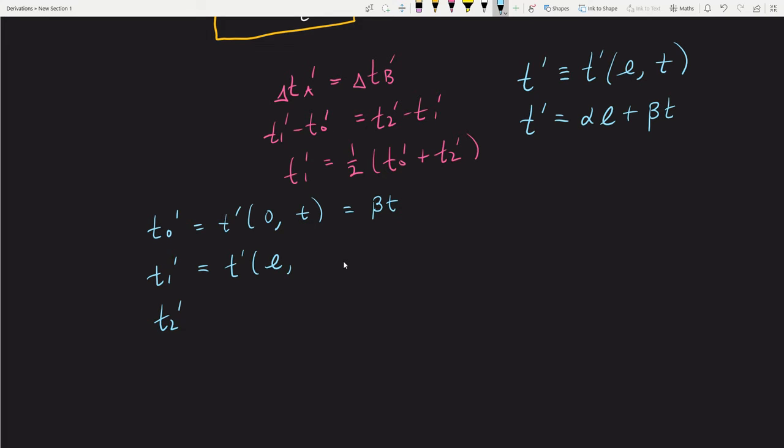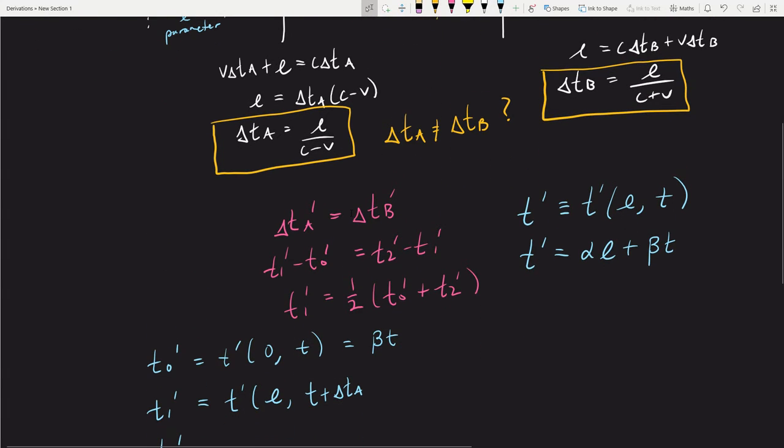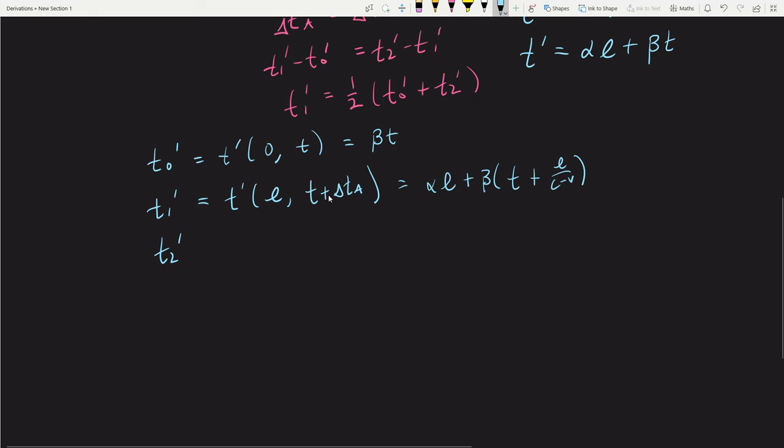And then we're going to be at some time T plus delta TA. And we already wrote out what delta TA is here. Just to remind ourselves, it's right here, right? So it's this guy. And then we're going to use delta TB after. But this thing is going to equal alpha L plus beta times T plus L over C minus V. Okay, and we can clean this up a little bit, but I'll do that after.